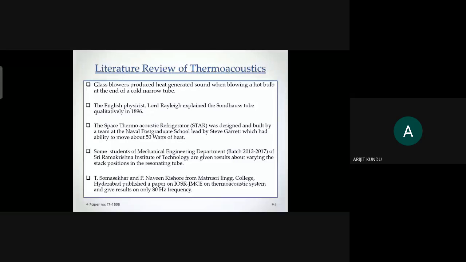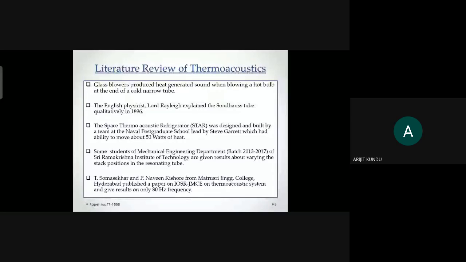One project was carried out by the Naval Postgraduate School, led by Steve Garrett, where they produced a space thermoacoustic refrigerator which has the ability to move around 50 watts of heat. And some students of the mechanical engineering department of Ramakrishna Institute of Technology gave results by varying the stack position in the resonating tube.